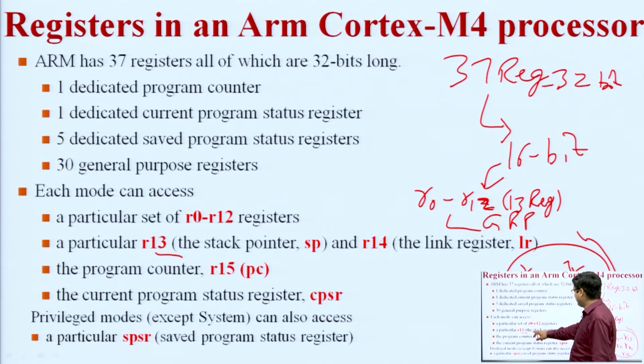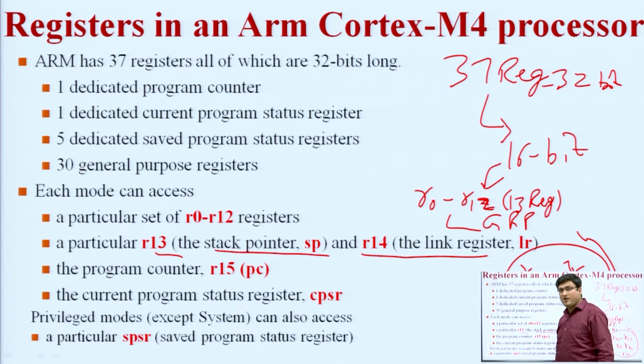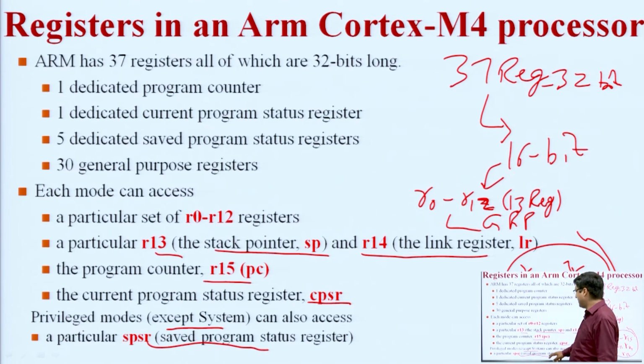R13 is dedicated to the stack pointer, R14 is dedicated to the link register, and R15 is dedicated to the program counter. And out of the 16, we can say that another register, one is utilized for CPSR, current program status register, and one is utilized for the SPSR. This is basically a privileged register.